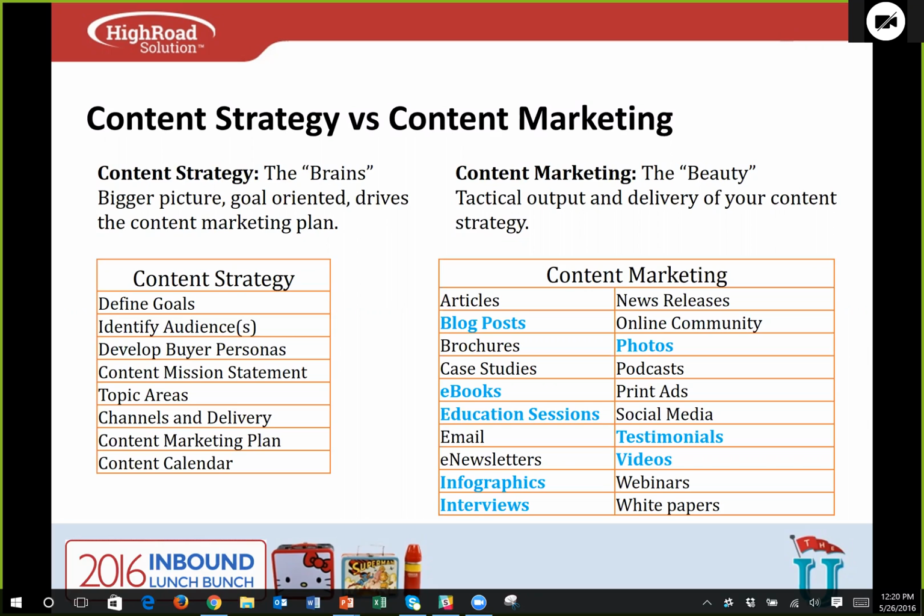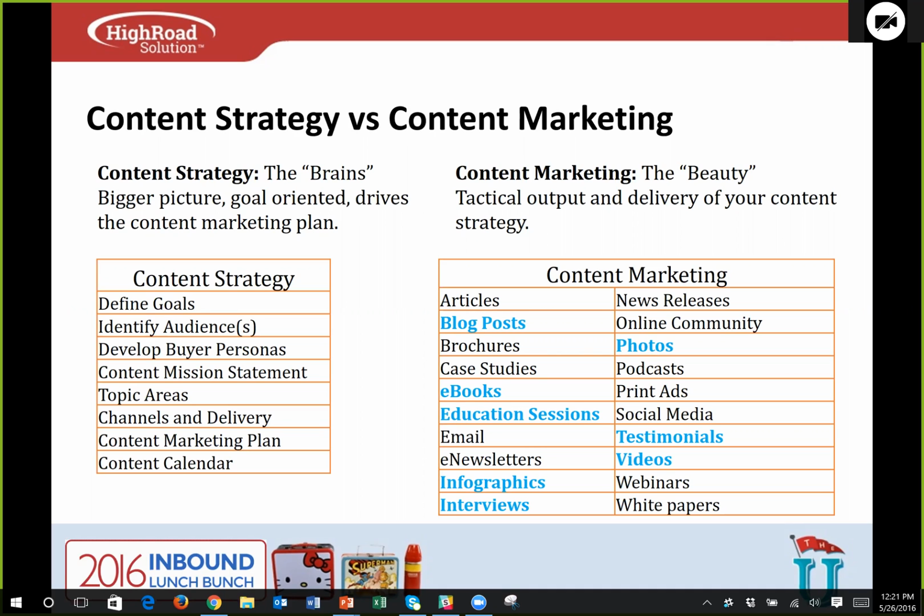Often you'll hear some of these terms interchanged between content strategy and content marketing. The difference is that content strategy obviously starts first, and this is the brain, right? This is the bigger picture, goals-oriented, and it's what drives the actual plan. You can't put the cart before the horse. You have to start thinking about what you want to accomplish inside of your content strategy. What are our goals? Who are our target audiences? What are those buyer personas? What's our mission? What are we trying to establish? What topics and areas of interest are we covering? And what are our channels of delivery before we get to the actual content marketing plan and the calendar, right?